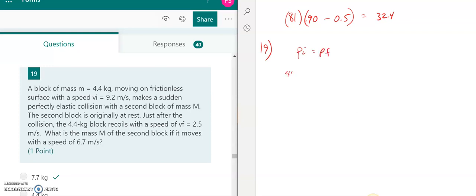Beforehand, you've got 4.4. It's moving at 9.2. The second block was originally at rest, so m times 0. After the collision, the 4.4 kilogram block recoils with a speed of 2.5. So that'd be 2.5 in the opposite direction. And the second block, if it moves with a speed of 6.7, that'd be in the forward direction. The m times 0 cancels out. Do your algebra to solve for m, and you get 7.7 kilograms.